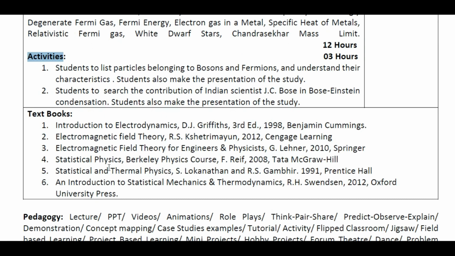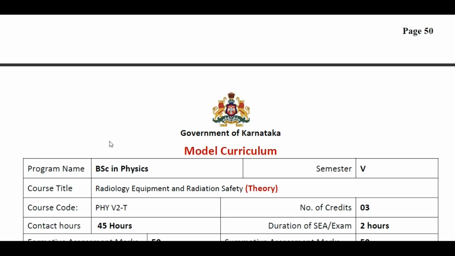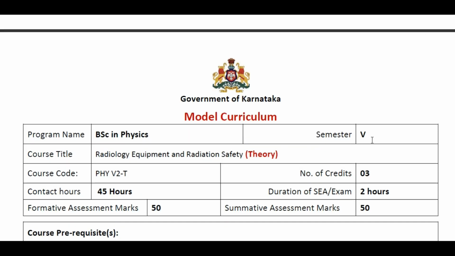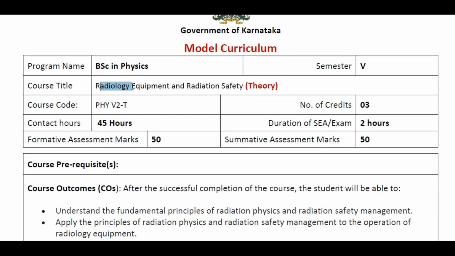Okay, this is labeled the 5th semester. They wrongly typed it as 5th semester. It is the 6th semester. This is the vocational paper 2, right? So vocational paper 2, Radiology Equipment and Radiation Safety.